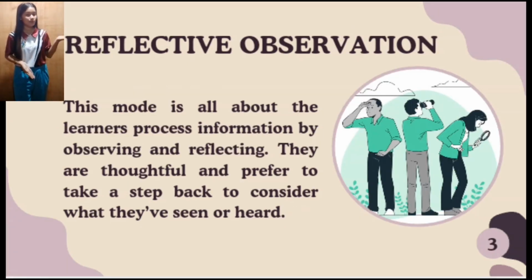Next is reflective observation. In this mode, learners process information by observing and reflecting. They are thoughtful and prefer to take a step back to consider what they've seen or heard. So they are more comfortable thinking about ideas rather than acting on them right away, and focus on the meaning of situations rather than jumping into solutions. The best examples for this are keeping a journal, writing reflective essays, analyzing case studies, or listening to debates.